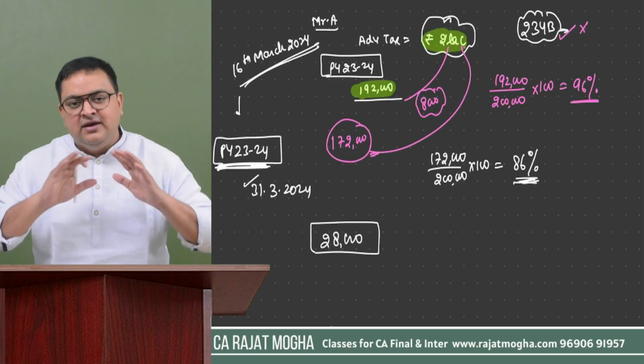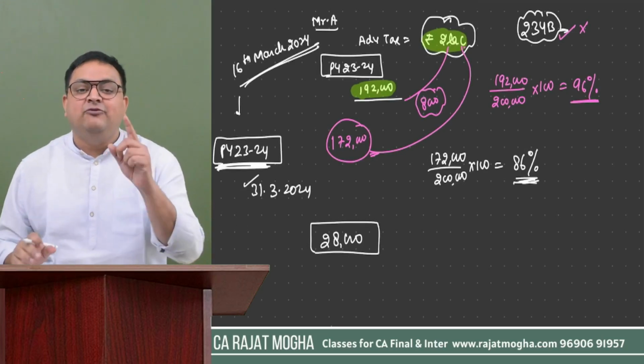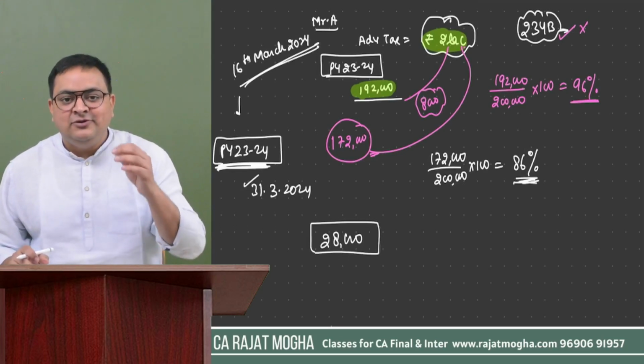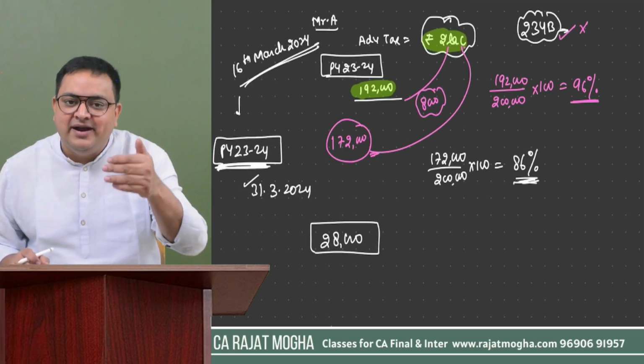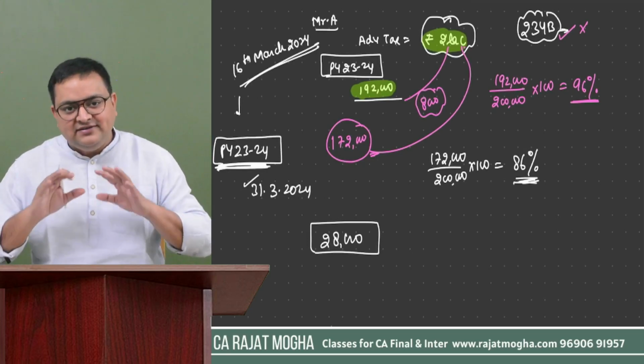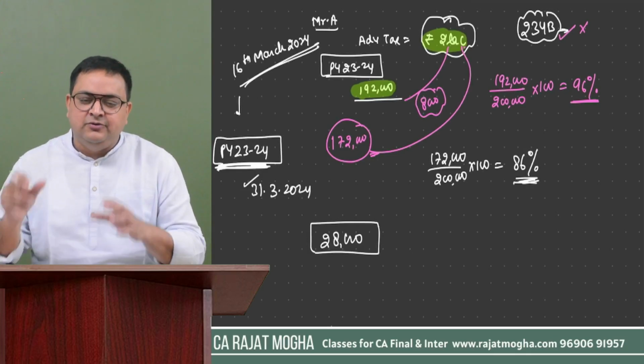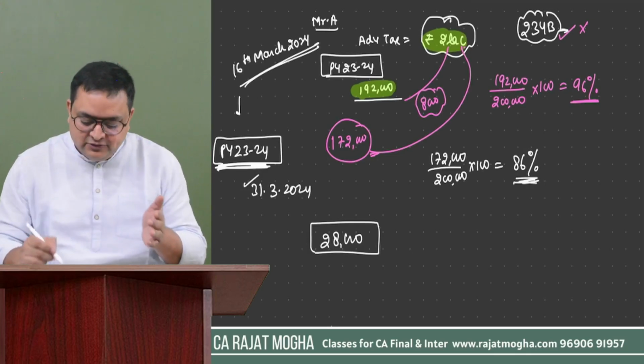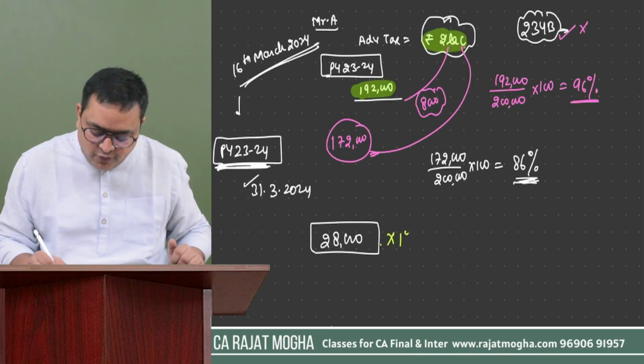Now forget that 90%. You have to just see the 90% provision to decide whether 234B will be attracted or not. Once it is attracted, forget that 90%. Now see whatever is the short amount. So the short amount is 28,000 into 1%, into 1%.